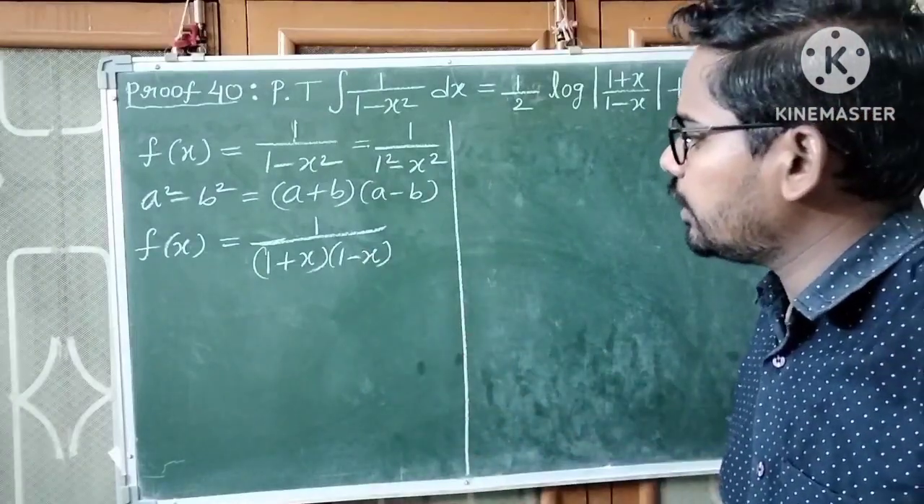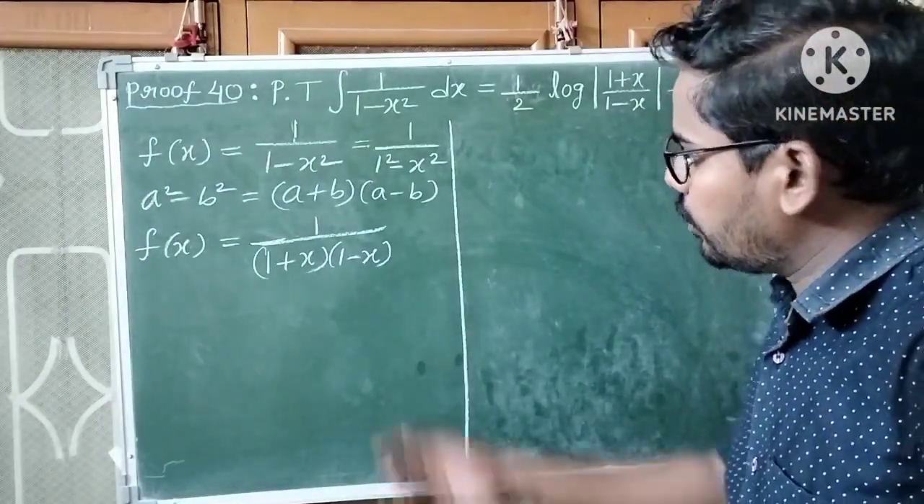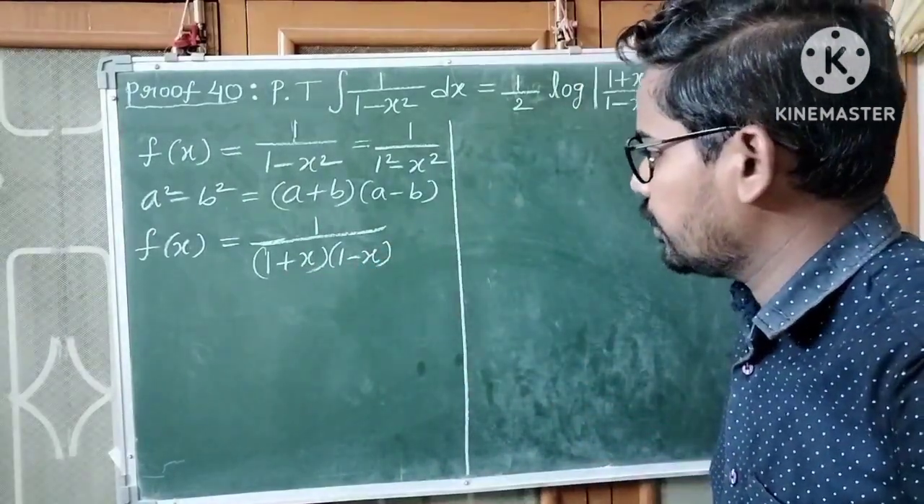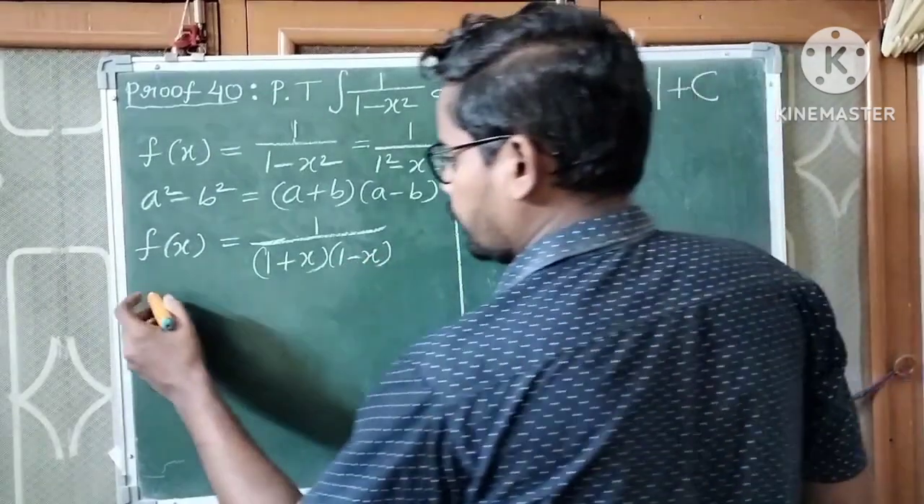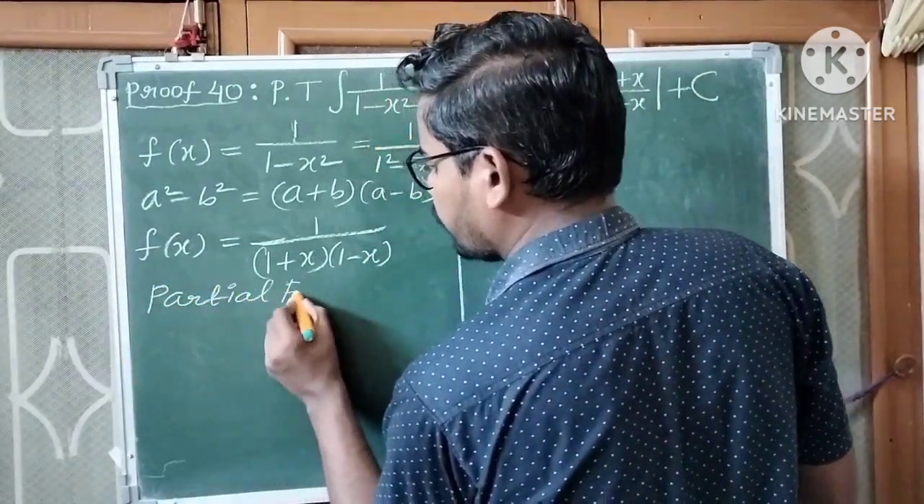Still we cannot integrate this function directly. We cannot prove directly 1 by 1 plus x into 1 minus x is equal to this. So now apply partial fractions. Next concept, partial fractions.